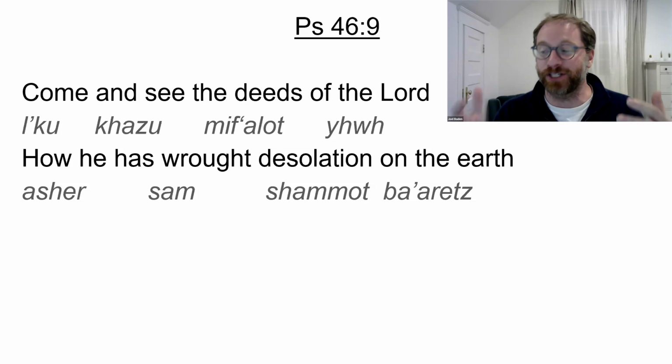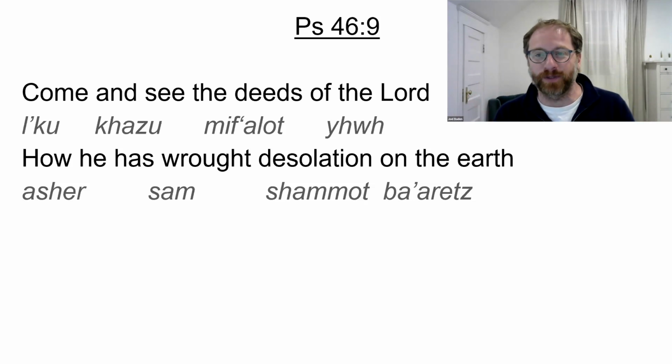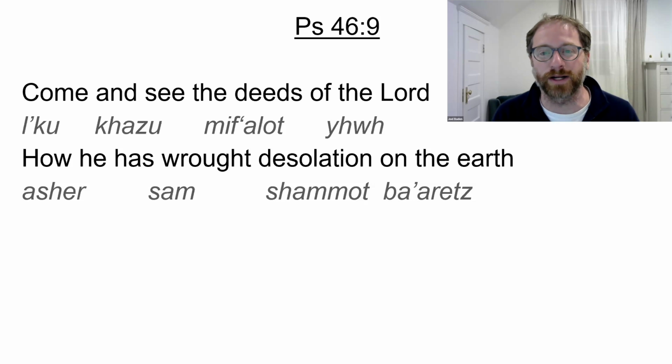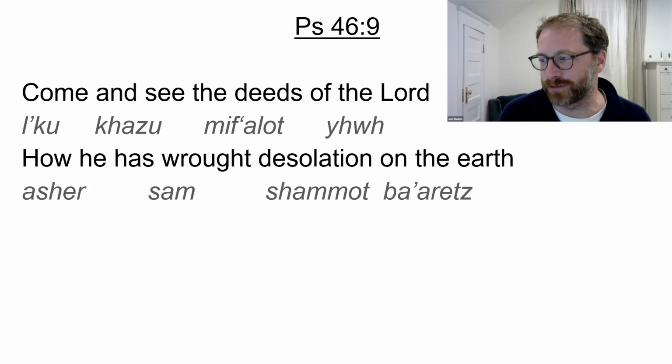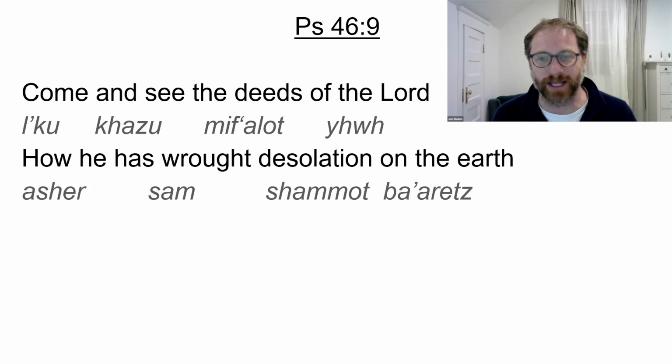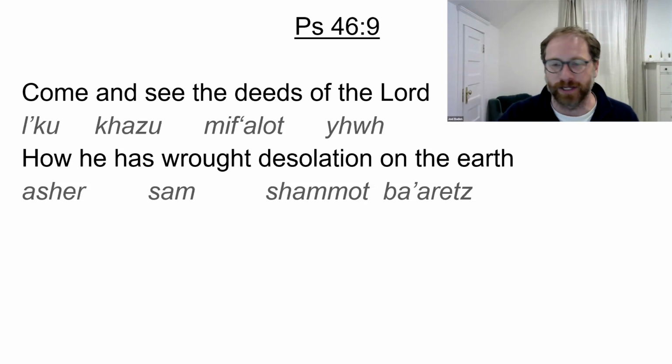And there's an expansion. It's not just God protecting Jerusalem. He has wrought desolation on the whole earth. And that's a wonderful line. That second line is wonderful to say out loud. Asher sam shamot ba'aretz, right? Like the first three words all sort of blend together before we get to on the earth.